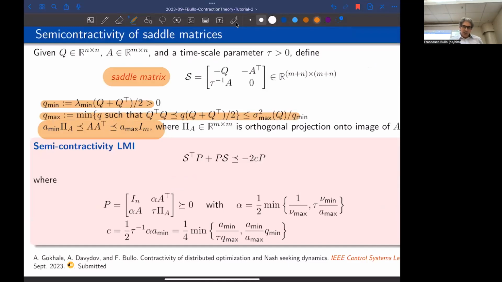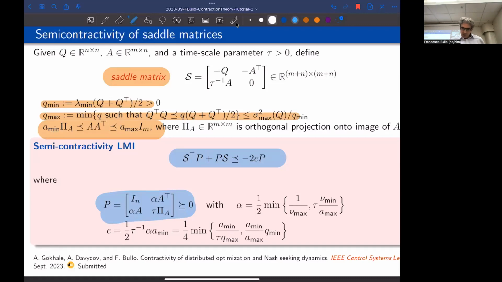The task at hand is, I wish to prove a contractivity LMI for a saddle matrix with respect to a P matrix, which is of this form. And because the P matrix is positive semi-definite, because I already know that there's redundancy, I cannot have contractivity on the full space. P is semi-definite. I'm going to call this a semi-contractivity LMI rather than the contractivity LMI. So don't be scared. It's just that.